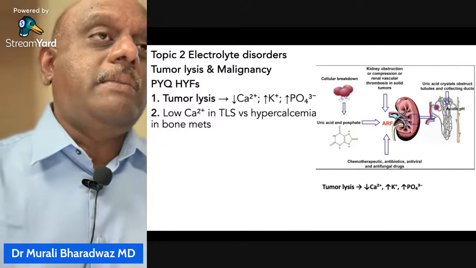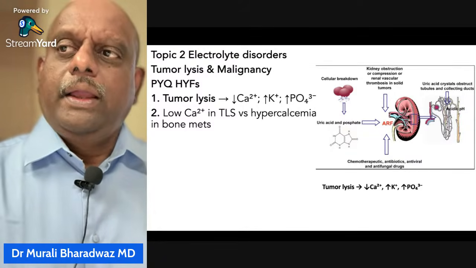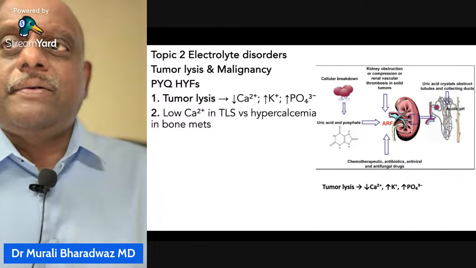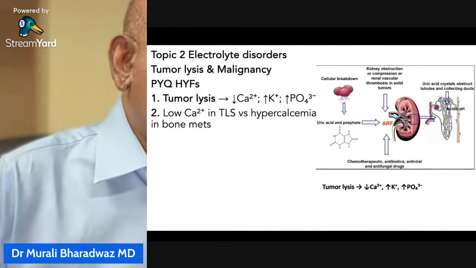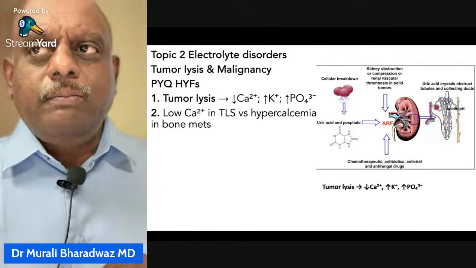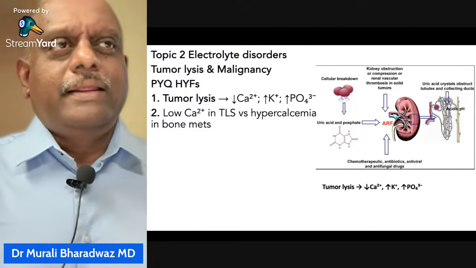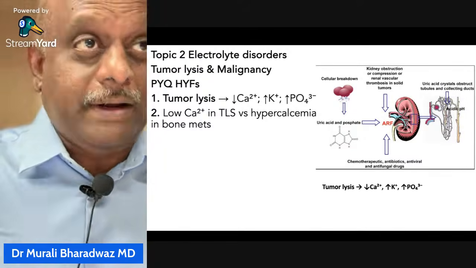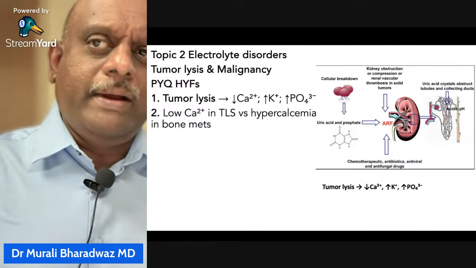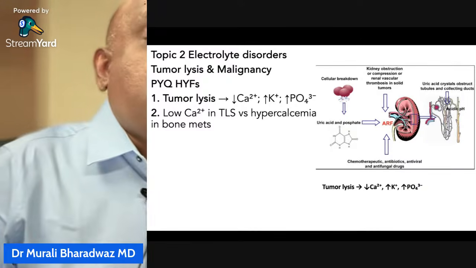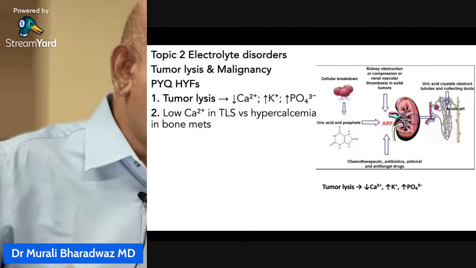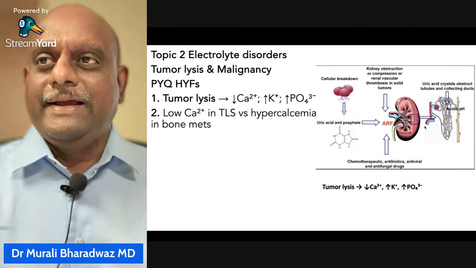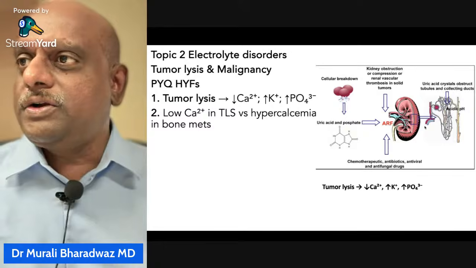A lot of times the examiner will try to confuse you. He will say there are bone mets. But bone mets versus tumor lysis, what is the difference? In bone mets, there is osteolytic lesion releasing the calcium, leading to hypercalcemia, which is the feature of bone mets. But low calcium is the nature of tumor lysis, the differentiator which you need to remember. Right, doctor?